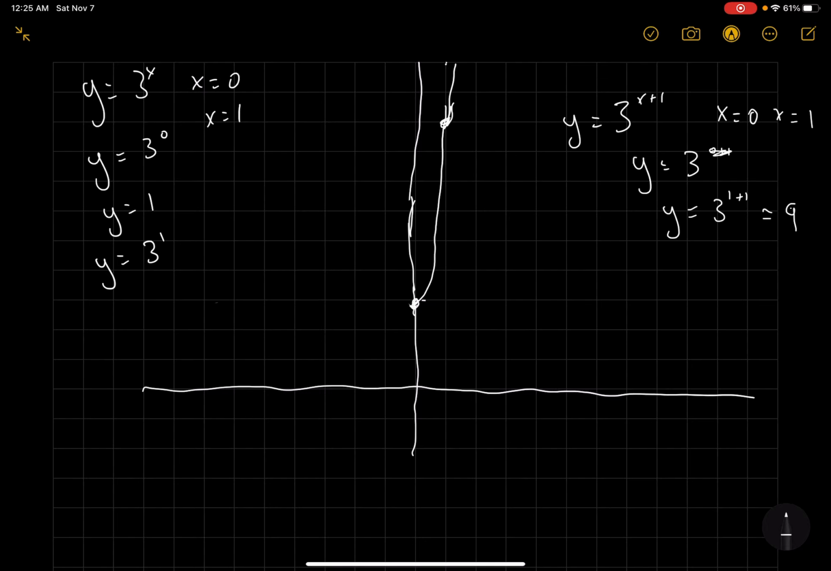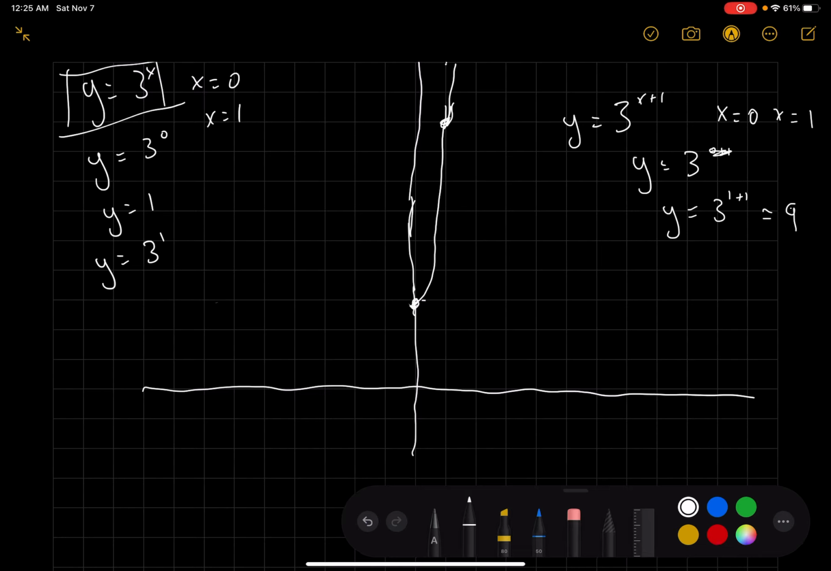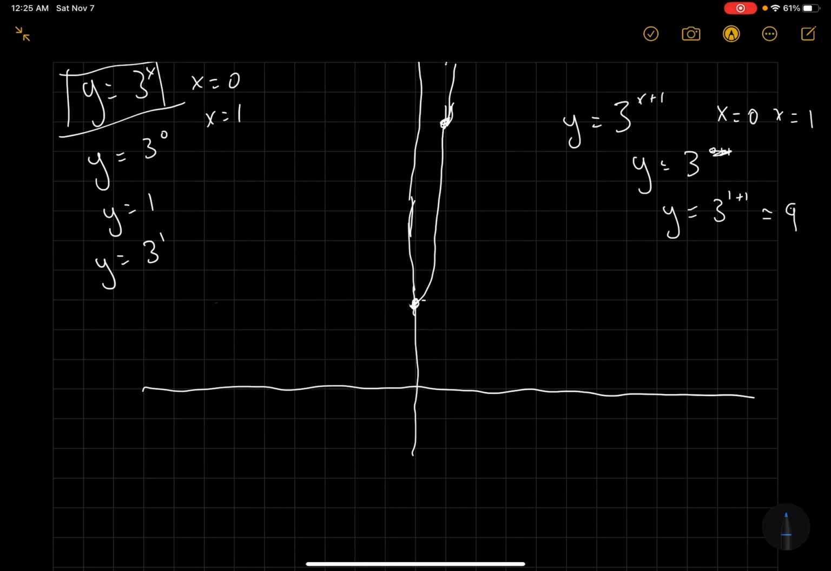All right, so with our original function here, let's do this in a different color. Let's do this in blue. With our original function, when x equals 0, y equals 1. And when x equals 1, y equals 3. So 1, 1, 2, 3.